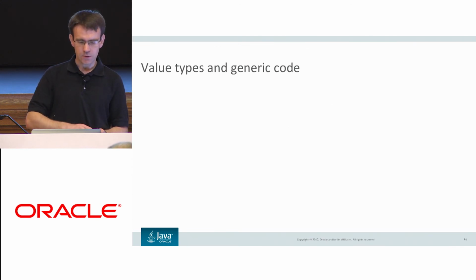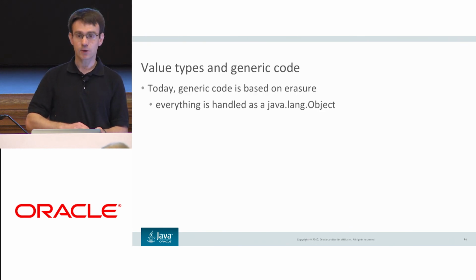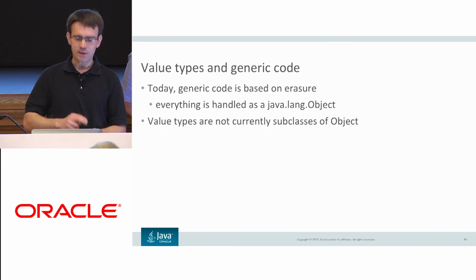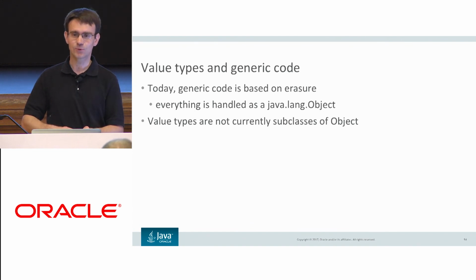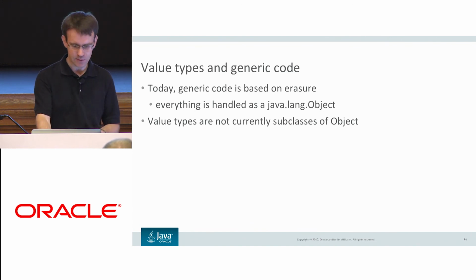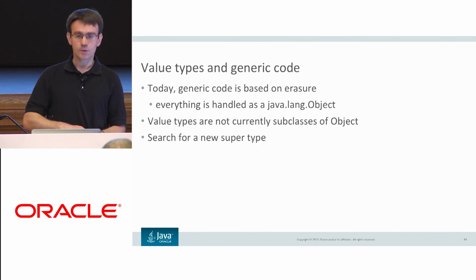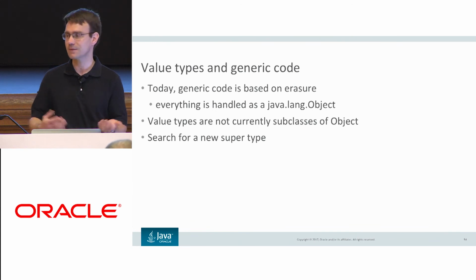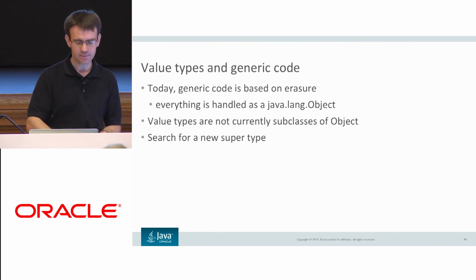We are also working on value types and generic code. Today, generic code is based on erasure, and so everything is handled as a subclass of java.lang.Object. But value types are currently not subclasses of java.lang.Object. We don't know if they will be or not. Open question. Today, they are not, and we'll get a bit stuck here. So there is a search for a new supertype, Object or something else. Do we need a supertype for all value types? Do we need a supertype for everything? Object, value types, primitive types would be nice. Is it feasible? We're still working on it.